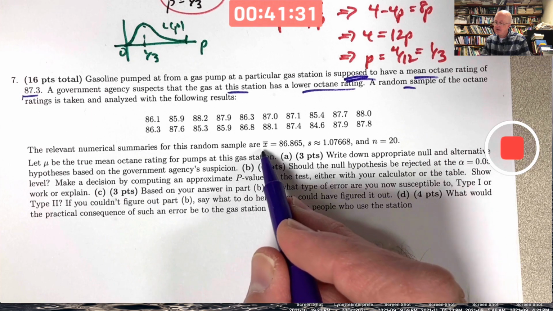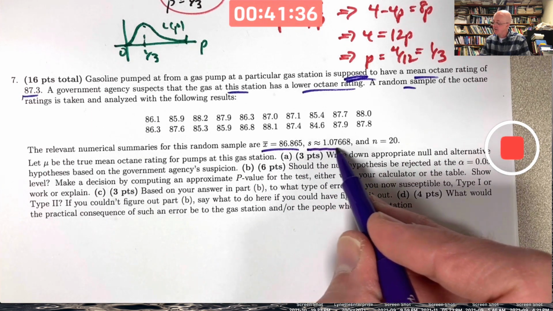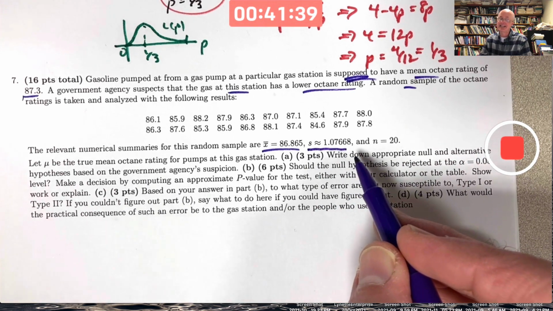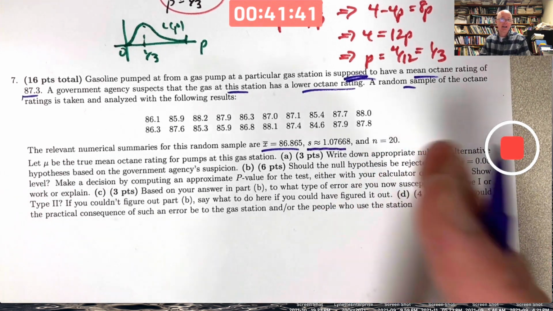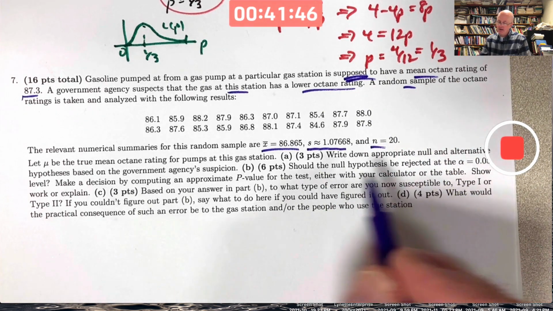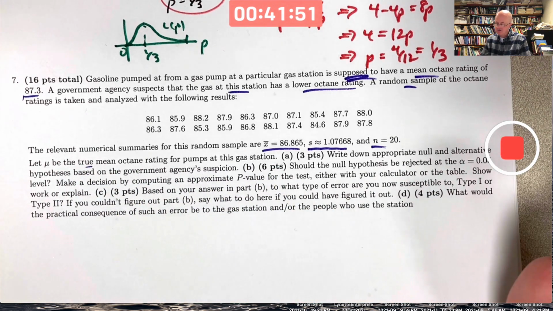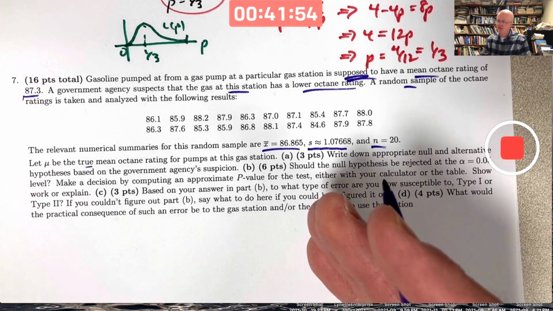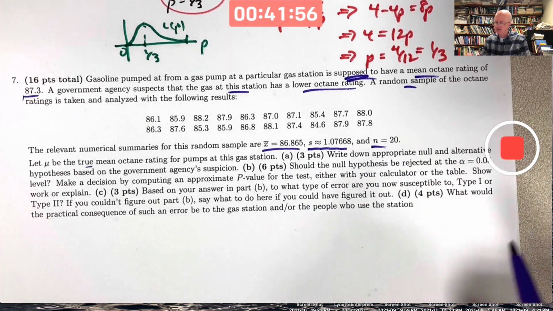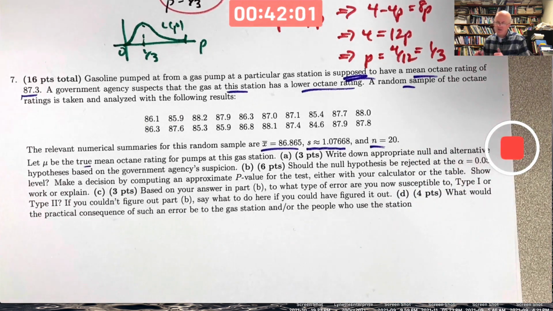To save time, there's x bar, the observed value of the sample mean. There's the observed value of the sample standard deviation, s. I'm not pretending I know sigma in this case. And the sample size is 20. Let mu be the true mean octane rating for pumps at this gas station. For all the pumps, we're only doing a sample. Maybe this is a humongous gas station, or maybe they're sampling at different times. So maybe thinking of this as one gas station is a little bit fishy, but we'll go with it anyway.